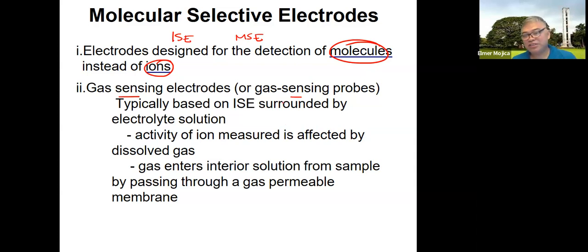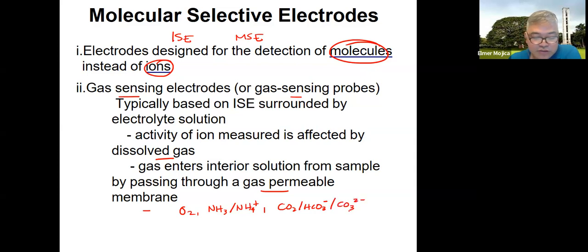So typically this is based on an ISE that is surrounded by the electrolyte solution. Okay. So what it measures is that the activity of the ion measured is affected by dissolved gas. So the gas would enter the interior solution from the sample by passing through a gas permeable membrane. So maybe we have here oxygen, NH3 and NH4 plus, CO2, HCO3 minus and CO3 2 minus.